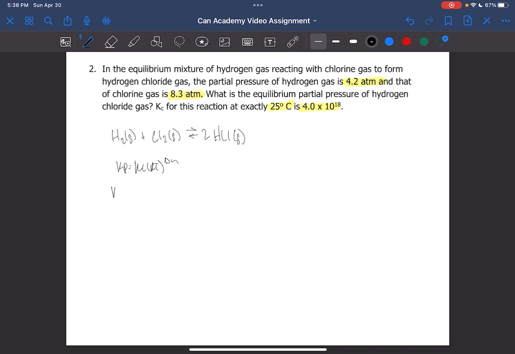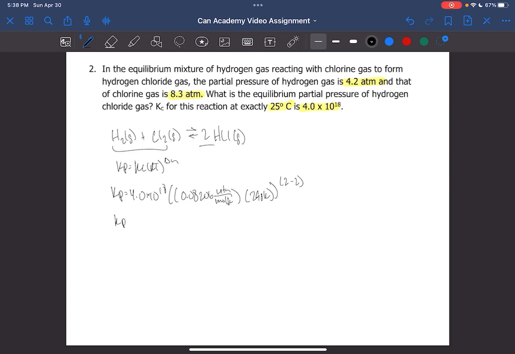So Kp is what we're looking for. Kc is 4.0 times 10 to the power of 18. R is 0.08206 L atm over mole K. And the temperature is 298 Kelvin because 25 degrees Celsius plus 273 gives you 298 Kelvin. And then it's raised to the power of 2 minus 2 because there's a sum of 2 moles on the reactant side and a sum of 2 moles on the product side.